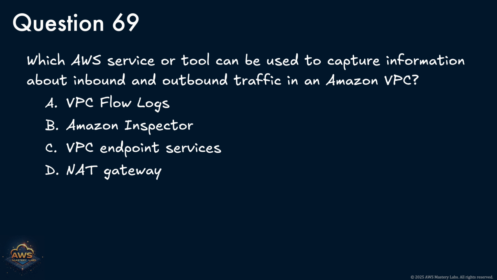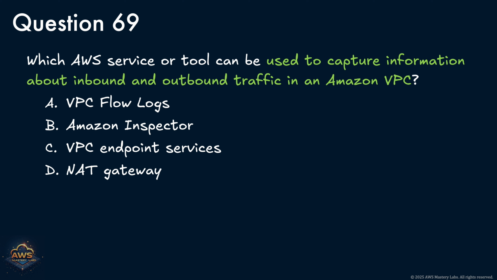Which AWS service or tool can be used to capture information about inbound and outbound traffic in an Amazon VPC? Let us identify and interpret key phrases in the question that will help with answering it. The focus here is on monitoring inbound and outbound traffic within an Amazon VPC. This clearly places the requirement in the domain of network-level observability.